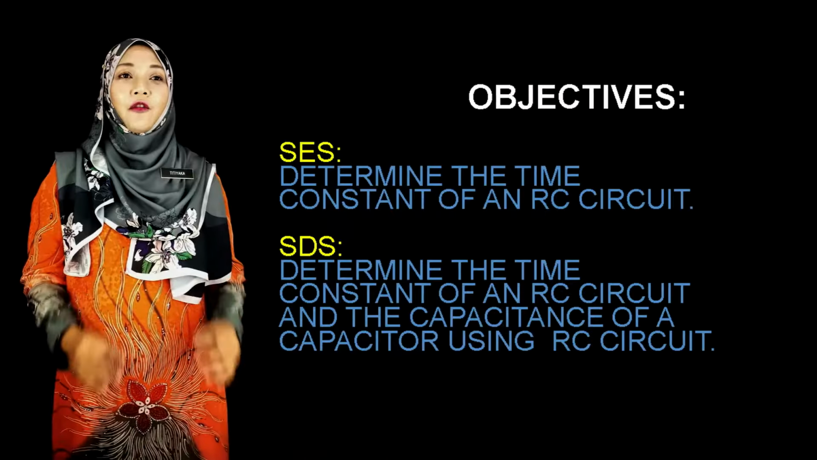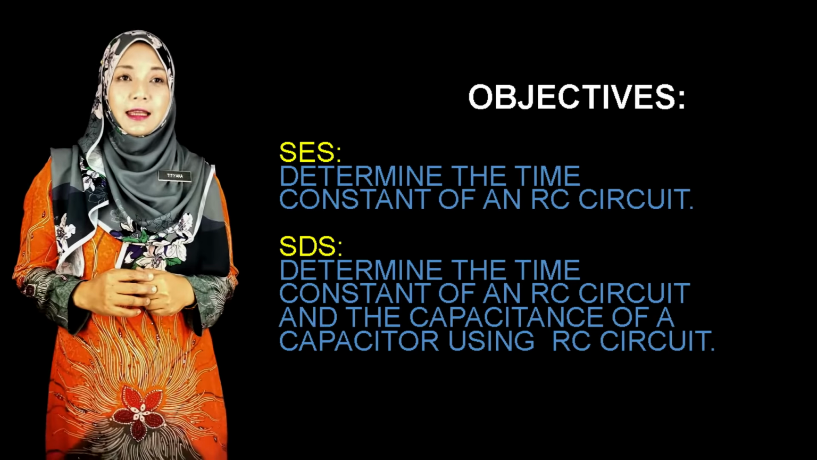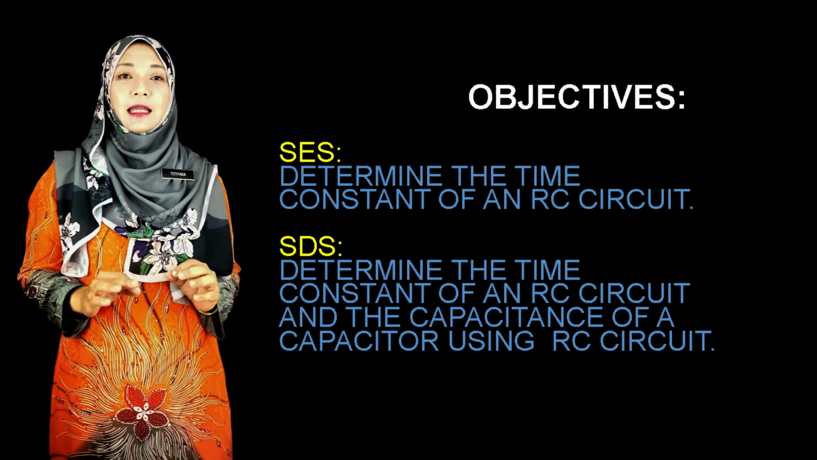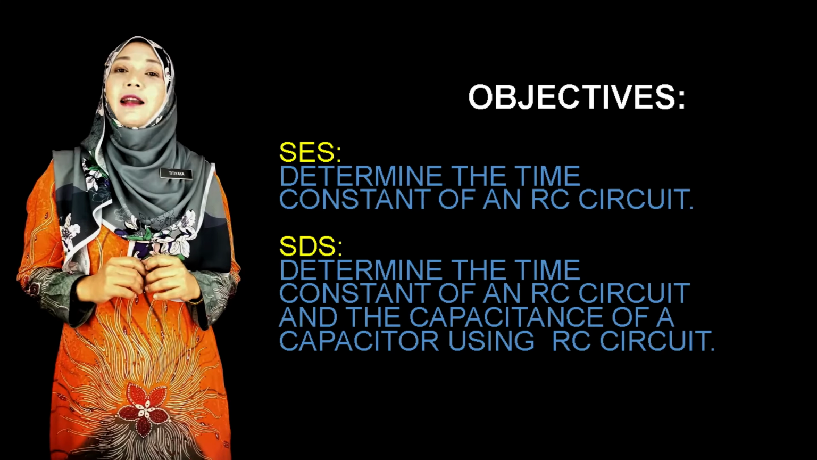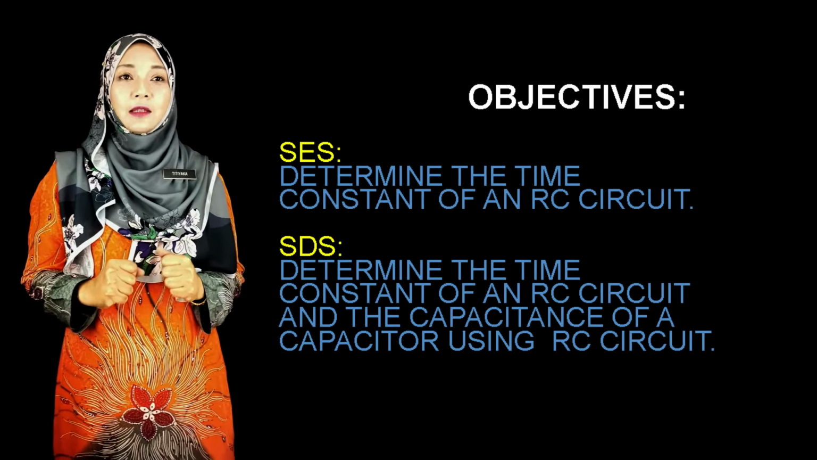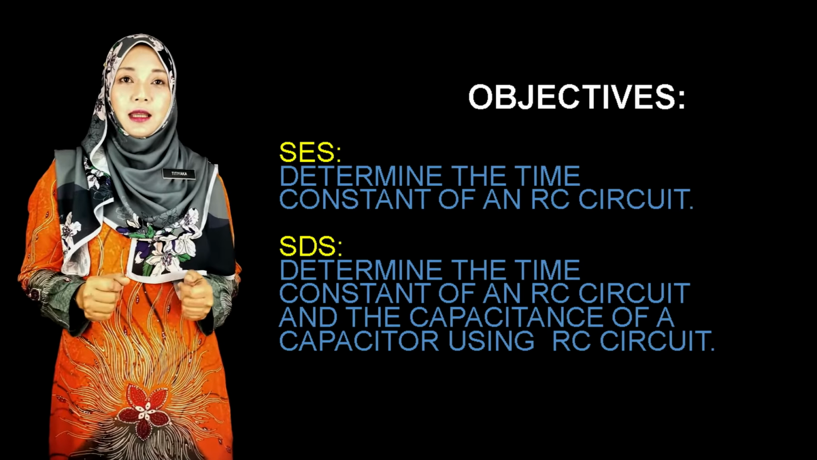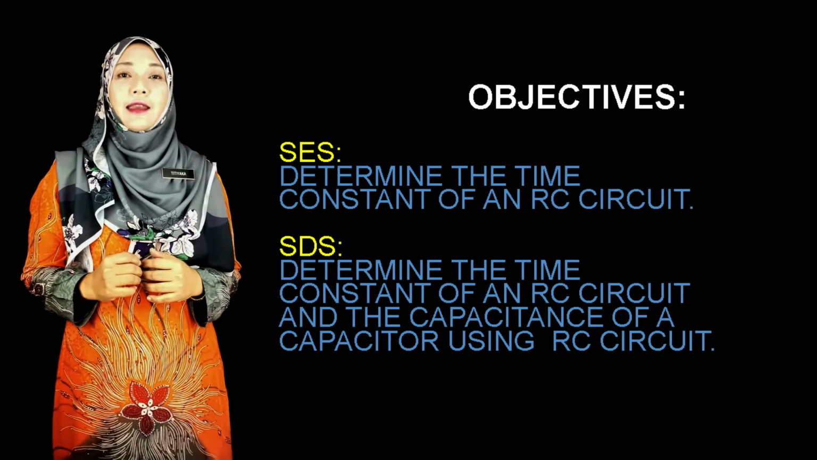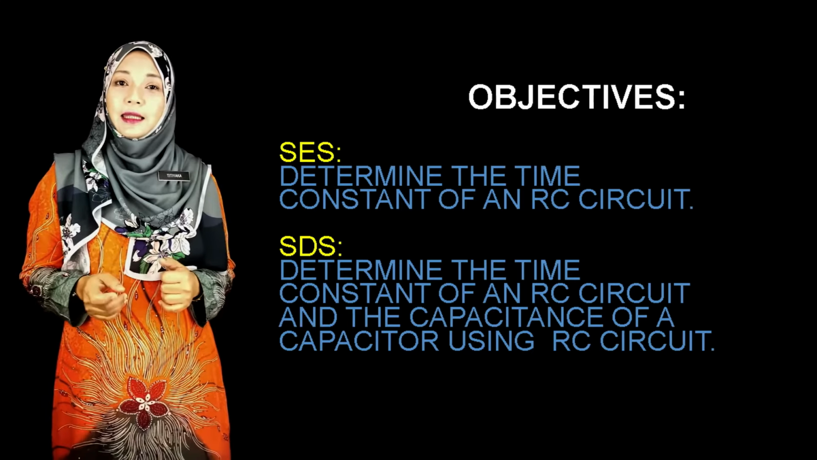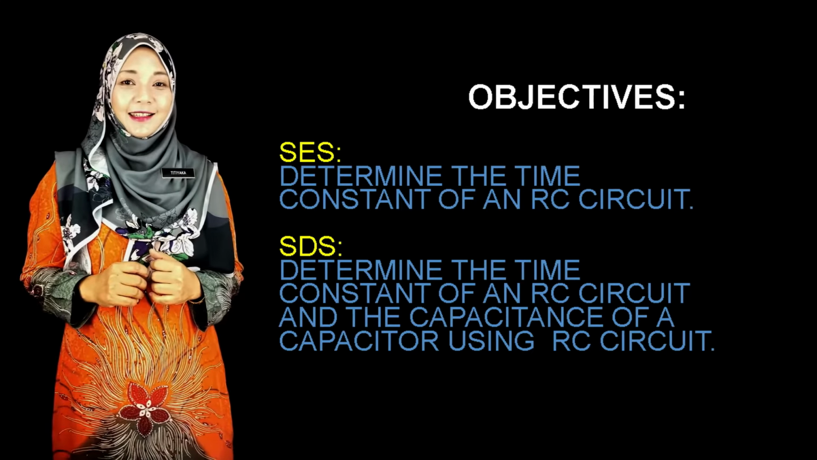In this video, we are going to look at the capacitor experiment. For SAS and SDS, the objective of the experiment is to determine the time constant of an RC circuit. For SDS, the objective is to determine the time constant of an RC circuit and the capacitance of a capacitor using the RC circuit.